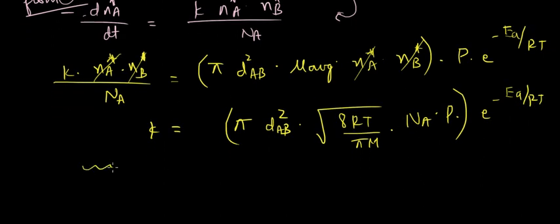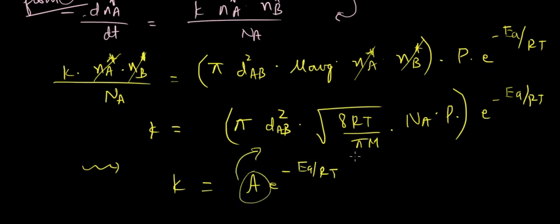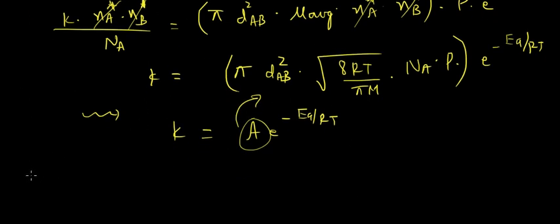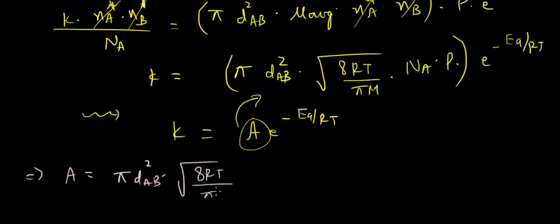So this is in terms of k equals A e to the power minus EA upon RT, which is the Arrhenius equation. So A in this case can be compared directly and can be said that A would be equal to pi dAB square root of 8RT upon pi m multiplied with Na times P. So in this case we can write that A is directly proportional to root of T.